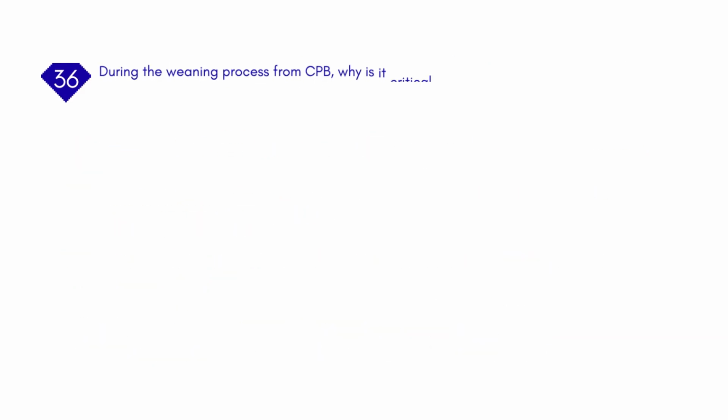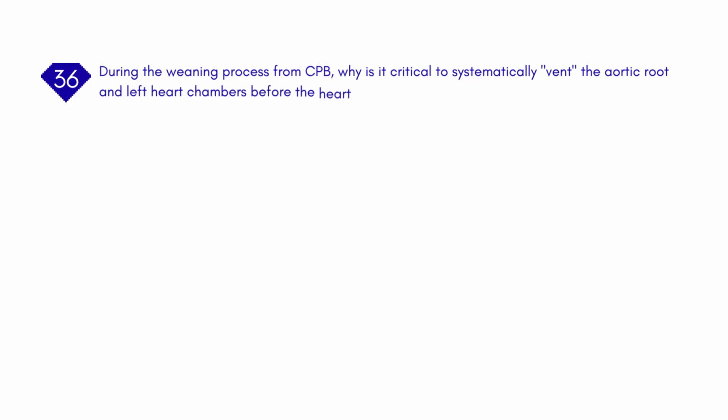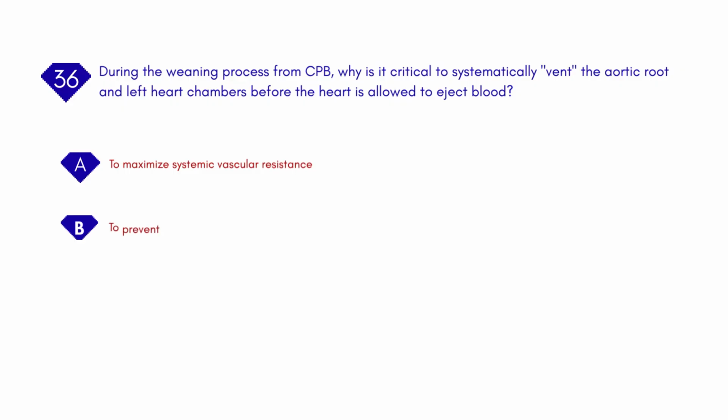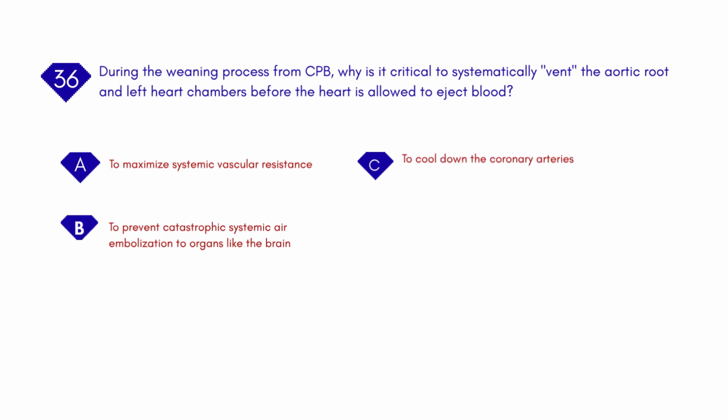During the weaning process from CPB, why is it critical to systematically vent the aortic root and left heart chambers before the heart is allowed to eject blood? A. To maximize systemic vascular resistance. B. To prevent catastrophic systemic air embolization to organs like the brain. C. To cool down the coronary arteries. D. To ensure the heparin is fully metabolized before stopping the pump.